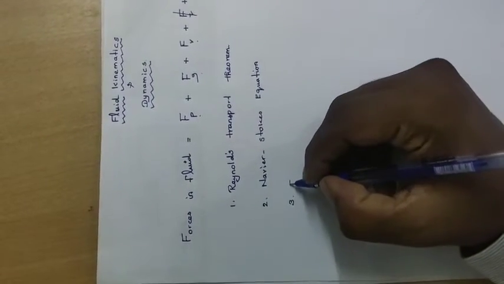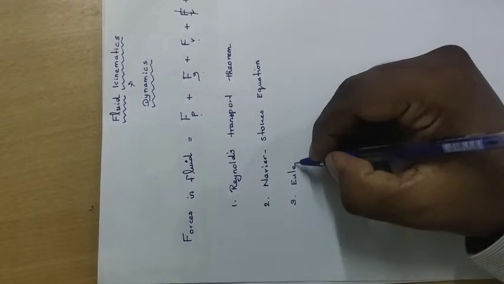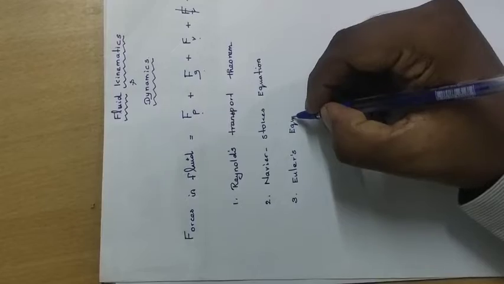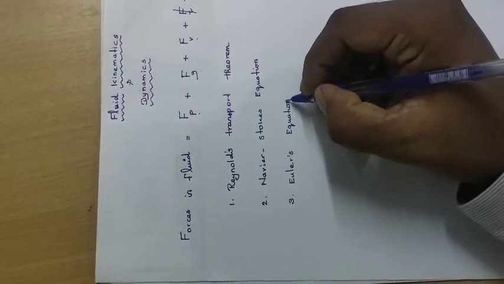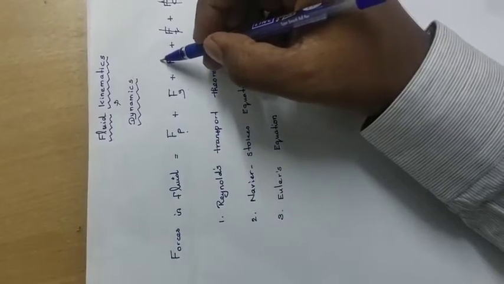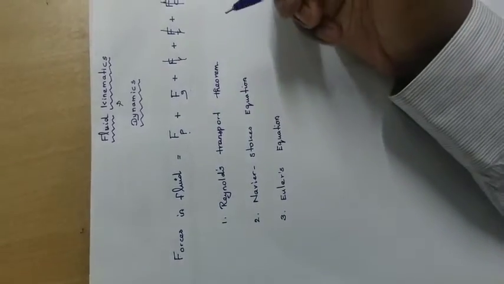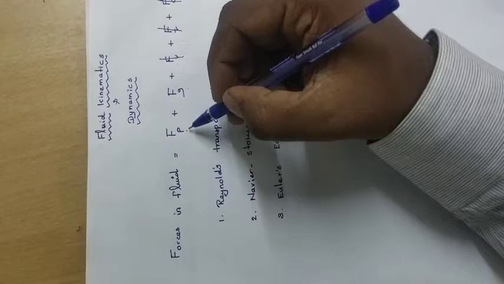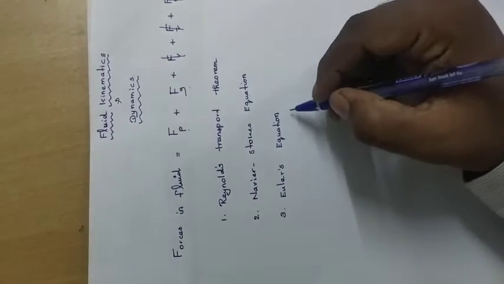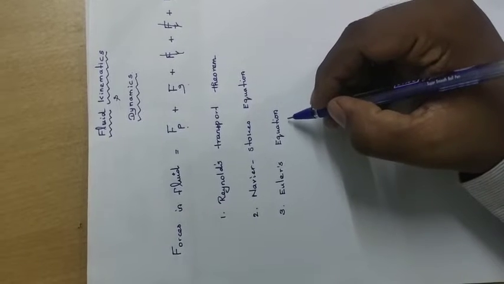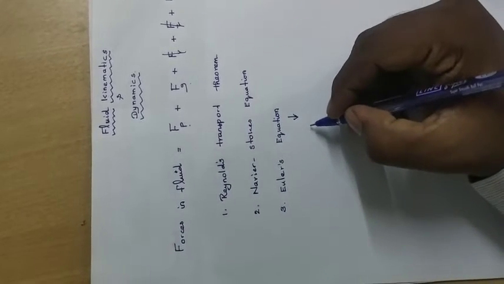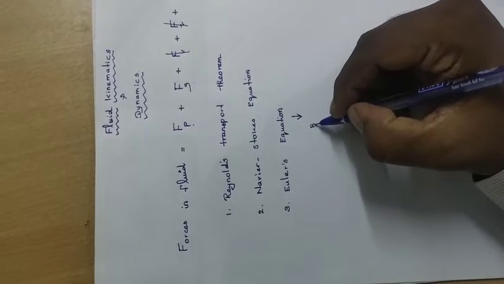Third one, Euler's equation. In Euler's equation, we are going to remove the viscous also. So finally we will have only the pressure force and gravitational force, right? So from the Euler equation only we are going to get Bernoulli's equation.